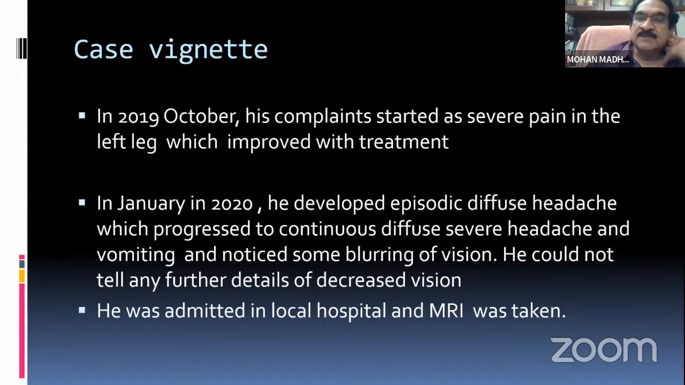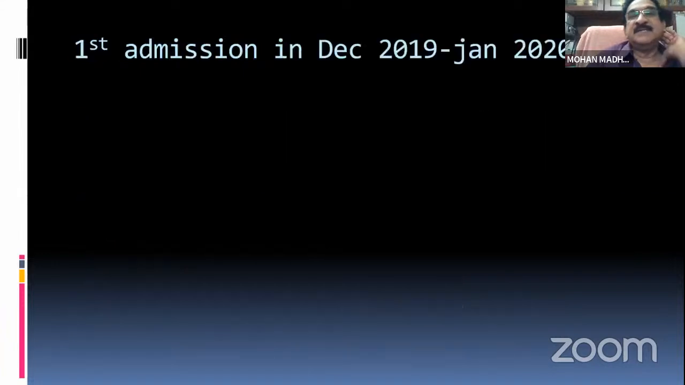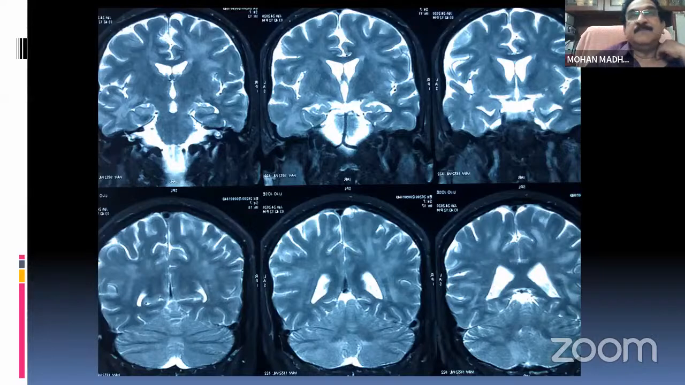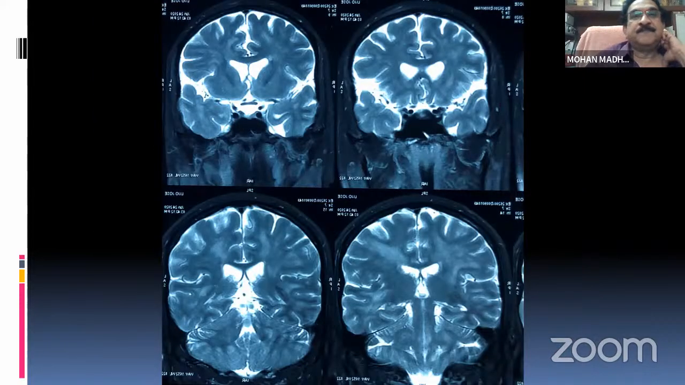This is all in the past history; the story is what he told me when he came to me now. He was admitted to the local hospital and an MRI was taken when the patient developed headache and blurring of vision. This is the first admission in December 2019, January 2020 in Hyderabad. This is the MRI done at that time, which the patient brought with him. You can see multiple T2 hyperintensities in the subcortical white matter, sometimes extending even onto the subcortical U fibers. I will show you many more pictures.